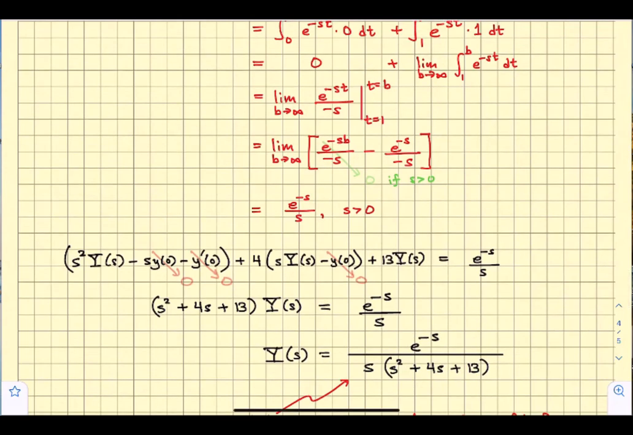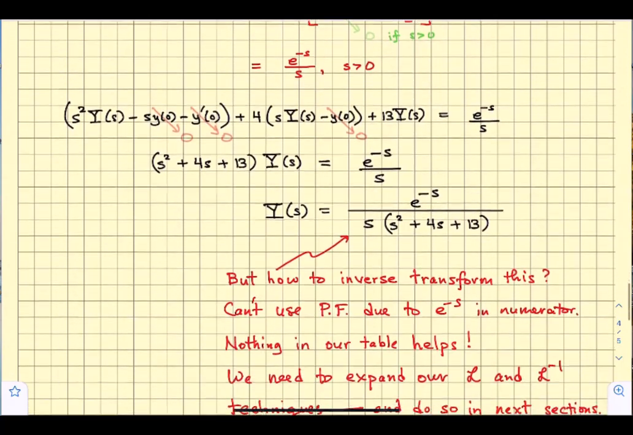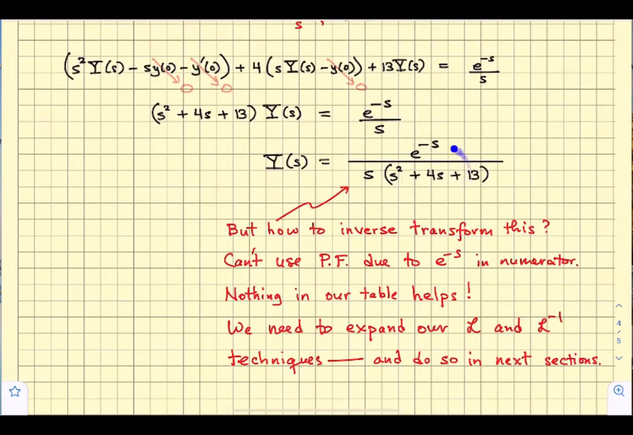Normally, up to this point, we would go do a partial fraction decomposition, and then we would be prepared to inverse transform. But if you stare at this, we can't do a partial fraction decomposition on this because remember, partial fractions requires this to be a polynomial over a polynomial. This is not a polynomial. So we're at an impasse right now. So how in the world would we inverse transform this? We cannot use partial fractions due to the fact that this is not a polynomial in the numerator. So nothing in our table helps.